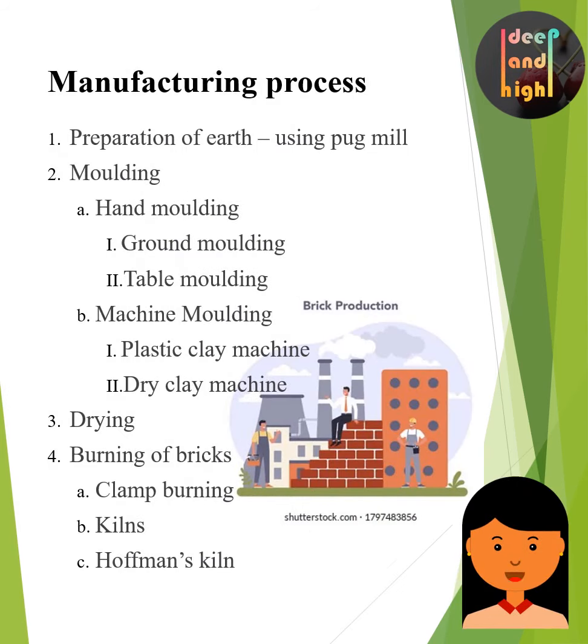The manufacturing process of clay brick is as follows. Preparation of earth is done using a pug mill. Molding can be done by two different methods, hand molding and machine molding. Ground molding and table molding come under hand molding. Plastic clay machine and dry clay machine come under machine molding. The next step is drying. And the final step is burning of bricks, which can be done by clamp burning, using kilns, and Hoffman's kiln.